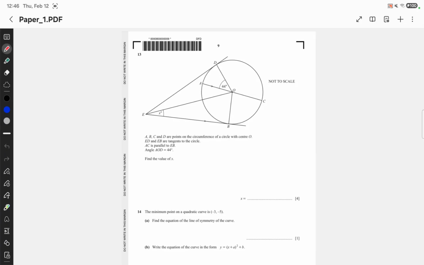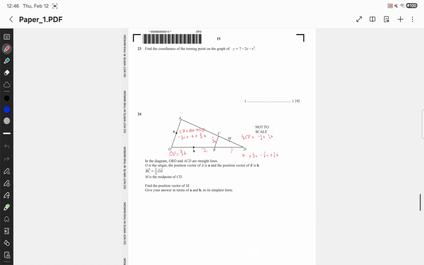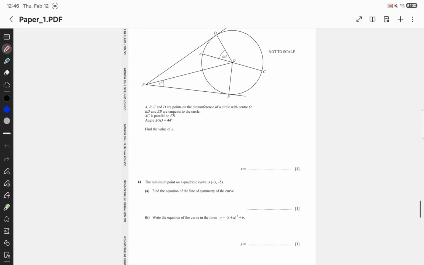Welcome to part 2 of the hard math questions. Okay, we left off by doing this question. I hope you guys could understand this question. Okay, and now let's continue with these.